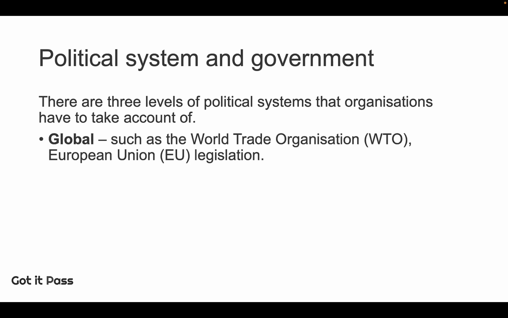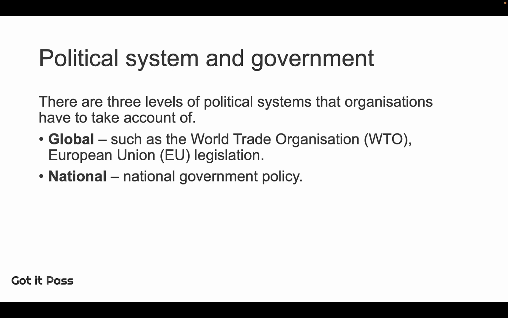First, the global level. When we talk about political systems, they can be divided into three levels. The top or most senior level is the global level, such as the World Trade Organization and European Union legislation, and that's all about the global. Any company in the world should comply with the rules or legislation, say under the World Trade Organization, or any company under the European Union has to follow EU legislation.